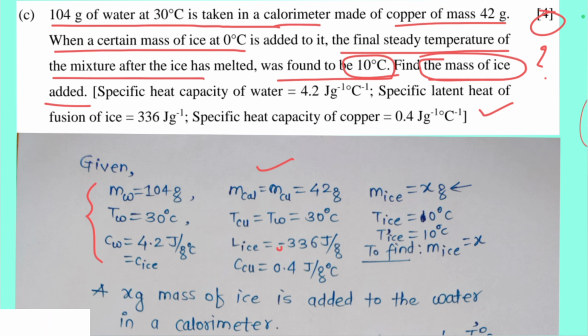Now we will go for the ice. I don't know the mass of the ice, so I will take it as x gram, because I have to calculate it. The initial temperature of the ice was 0 degrees Celsius. It is written that the temperature of the mixture becomes 10 degrees Celsius. So the temperature of the ice will also become 10 degrees Celsius after cooling down. This means first there will be the melting process, then there will be the cooling of the water. Now what we have to find is the mass of the ice, that is x.